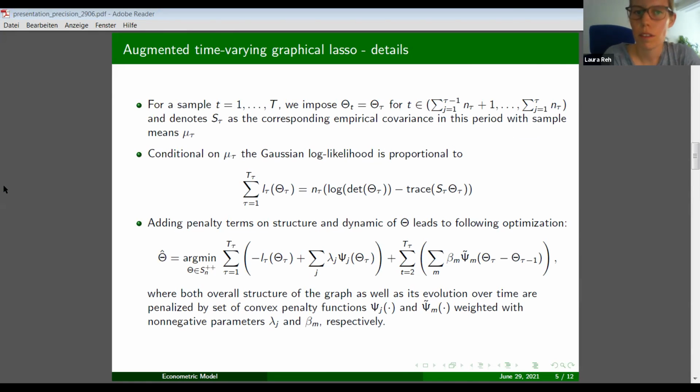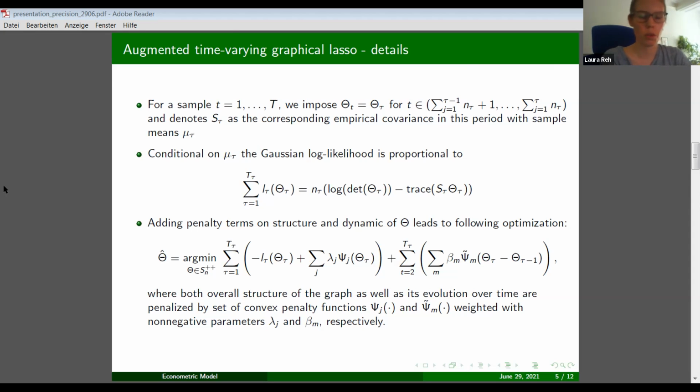So we have a sample of dimension t, and we slice this sample into n tau periods for which we assume the distribution to be stable. This gives us an empirical covariance estimate as tau for the respective slice, tau, and a sample mean of mu, and what we want to infer is theta tau, which is the precision at this point in time.